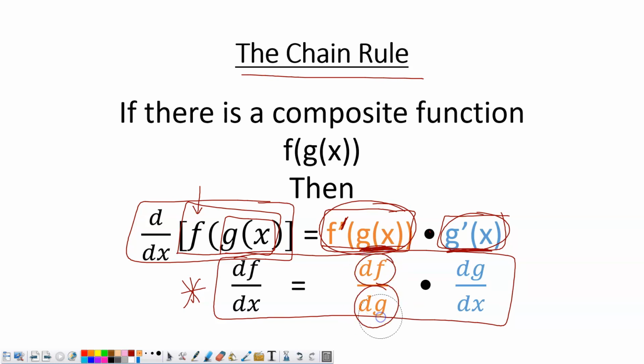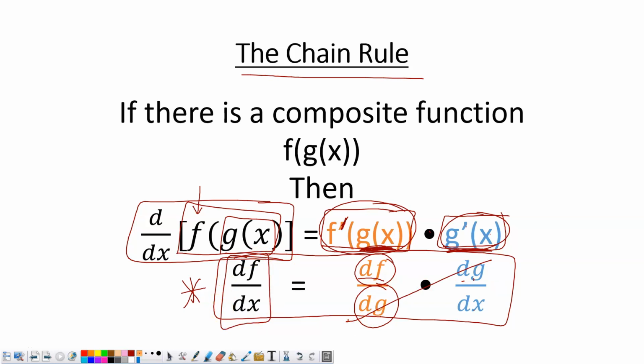G's on the inside, so it goes on the bottom. F's on the outside, so it goes on the top. And for this one, it's dg, because g's on the outside, and then x is on the inside. So you have df dg times dg dx. If you multiply these fractions together, the dg's cancel, and you're left with that.